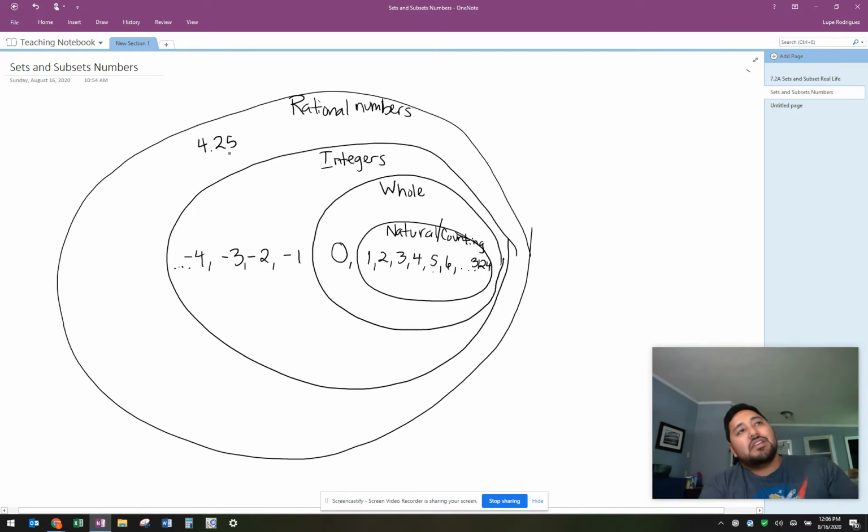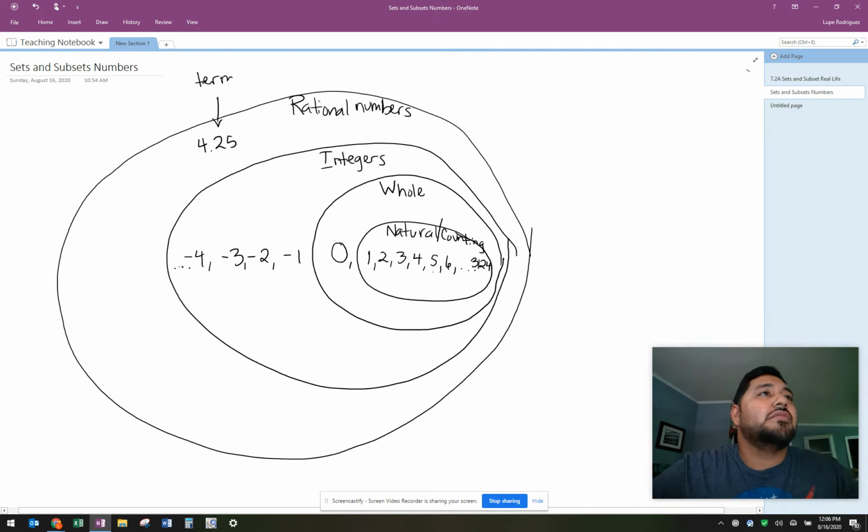Now, this is a rational number because it has a decimal, and it's also called a terminating decimal. The reason why it's terminating is because it only has two numbers after the decimal. That is a 2 and a 5, and it stops. Okay? It just stops.